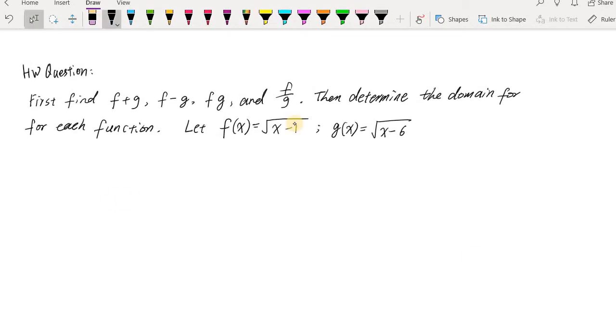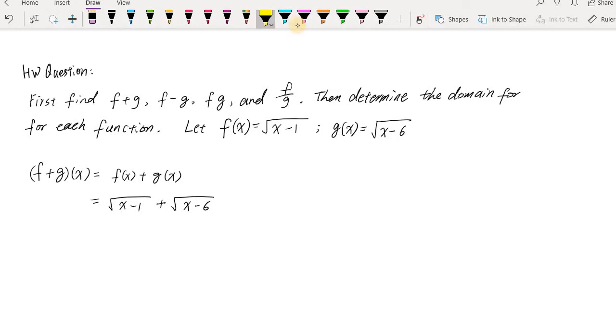It's given to us f of x equal to square root of x minus 1, g of x equal to square root of x minus 6. So we have f plus g of x, just equal to f of x plus g of x. The question itself is really straightforward. I find the students don't struggle with that part. I think the hard part is about the domain, okay? All I did right here is doing the same thing. I'm just doing the substitution. Okay, really straightforward.